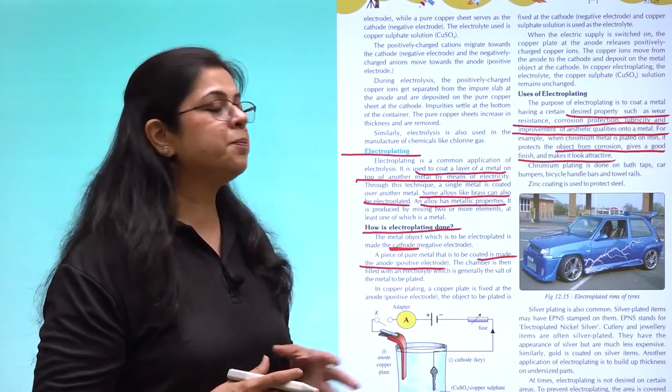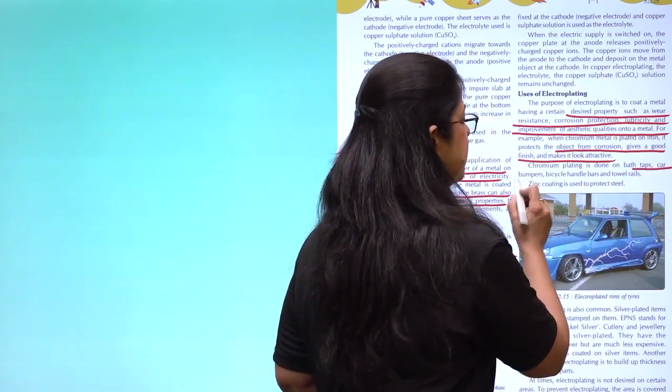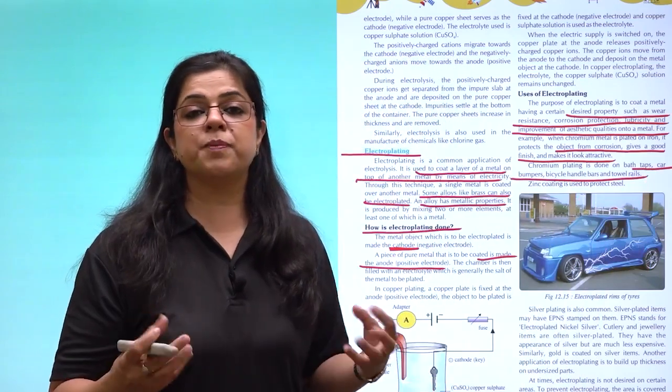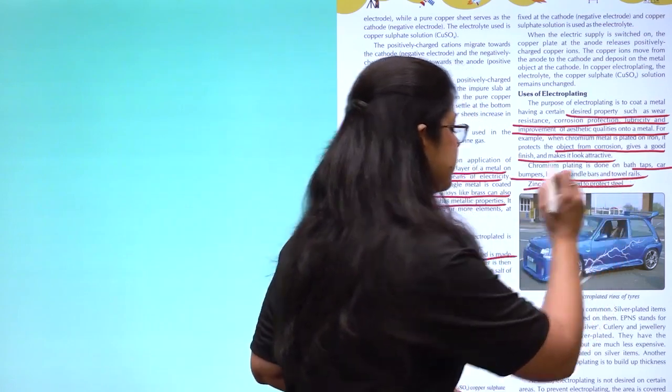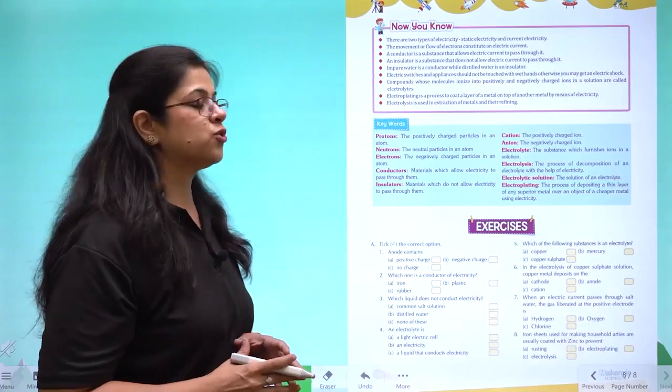सो क्रोमियम प्लेटिंग किस पे होती है? क्रोमियम की प्लेटिंग की जाती है टैप्स पे, कार के बम्पर्स पे, बाइसिकल हैंडल्स पे, विच मेक देम शाइनी। जिंक की कोटिंग करी जाती है टू प्रोटेक्ट स्टील. So these are some of the benefits of electroplating.